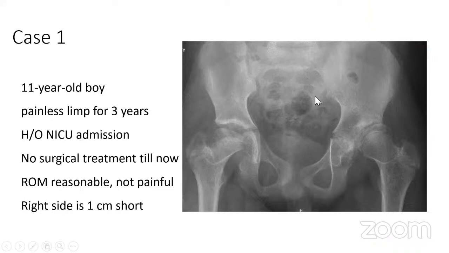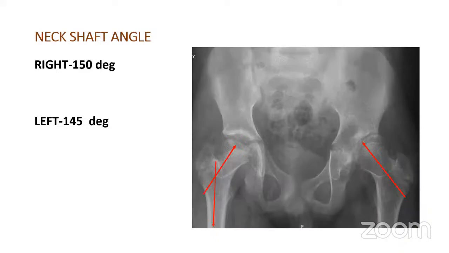Okay, thank you, sir. So the first case, he is an 11-year-old boy. He presented with a painless limp for 3 years, and he had a history of NICU admission, and there was no history of any surgical treatment so far. On clinical examination, he has a reasonable range of movement, and it's not painful. He has right-sided shortening of 1 centimeter.